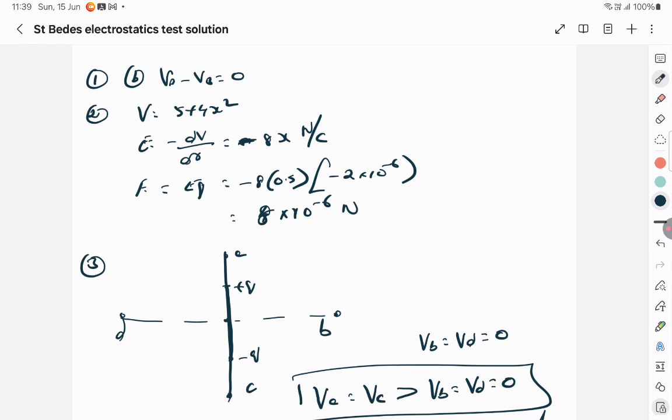Into the charge, so the force experienced by a negative charge of 2 × 10 to the power minus 6 located at distance x is equal to 0.5. Just do this and you get the option. So let's go to the next question.